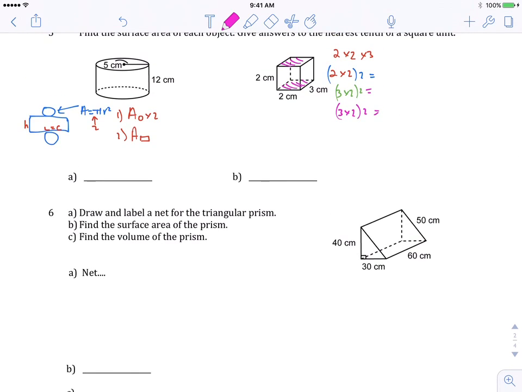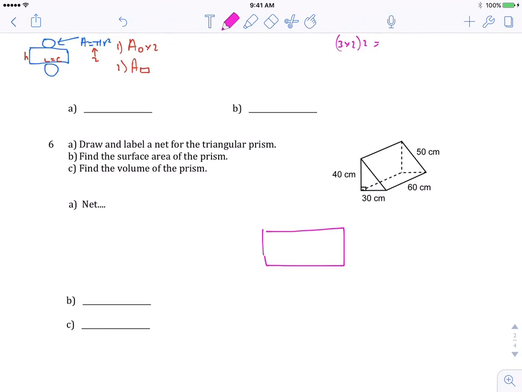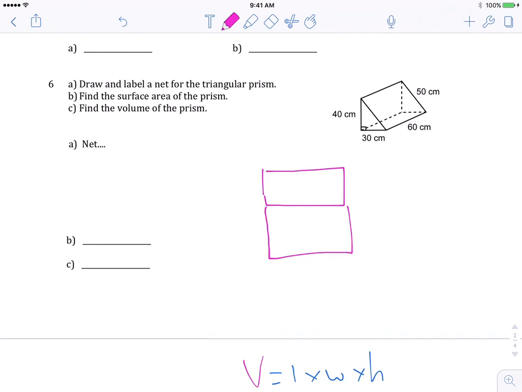Okay, so the net might look something like this. We have one rectangle, then another rectangle, and I'm going to put one right there. And then we have a triangle like that, and another one on the other side. So that when you fold that, it works out well. This might be a little bit bigger. Something like that. When you fold that, that's the net.